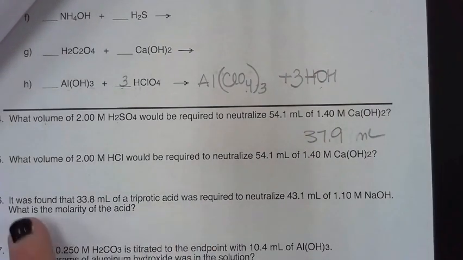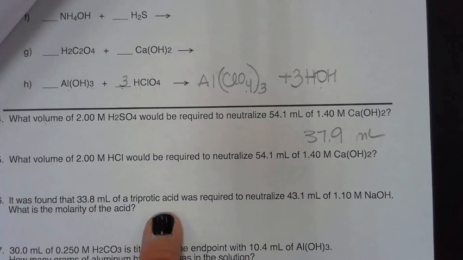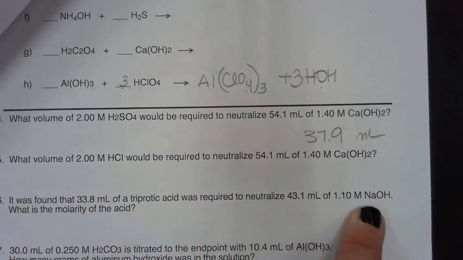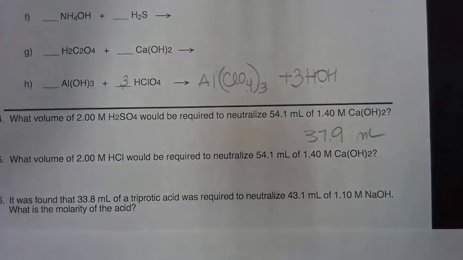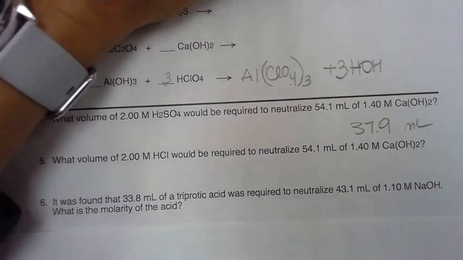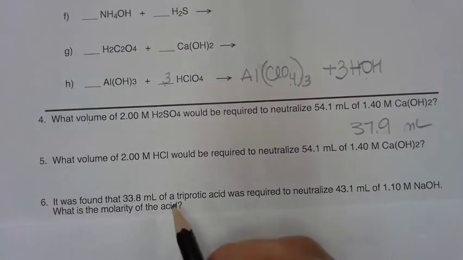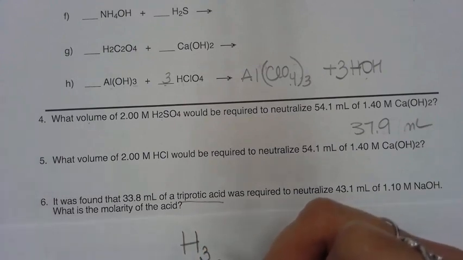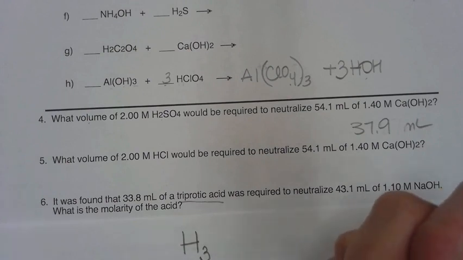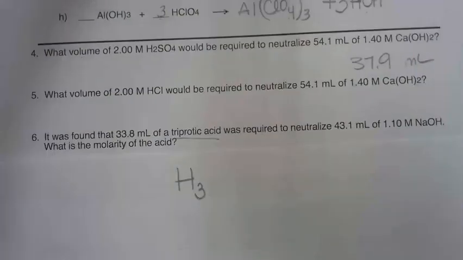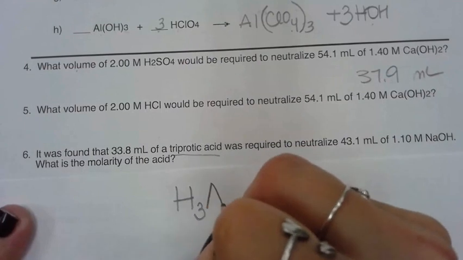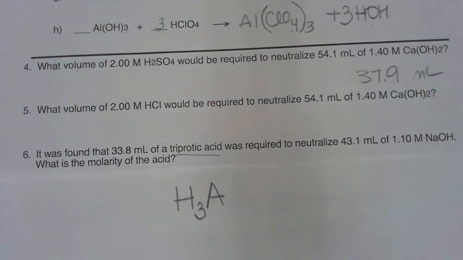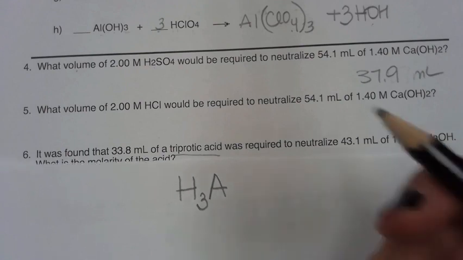Let's look at number 6. It was found that a triprotic acid was needed for this. Okay, being a little tricky here. I have a triprotic acid. What does that mean? H is my proton. I have tri of them, 3. Well, what's the rest of it? You know what? Doesn't even matter. In fact, a lot of times acids, they call them HA. A stands for the anion that it's with, whatever negatively charged particle.